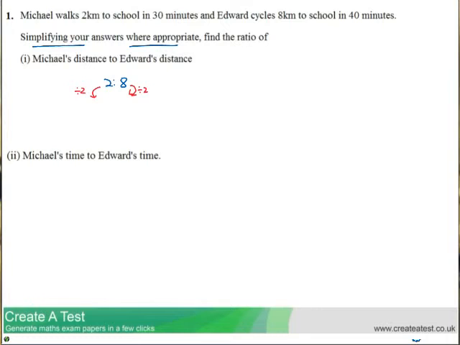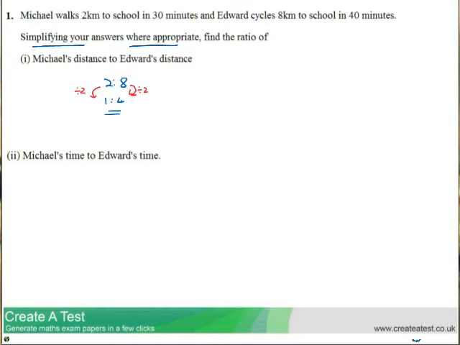Now why did I pick 2? I think people will notice that dividing 2 by 2 gives you a whole number, and dividing 8 by 2 gives you a whole number. So I get 1, 4. Now can I simplify that anymore? No, because if I divide 1 by anything else, it will be less than 1. So we end up with the answer, the ratio of 1 to 4.